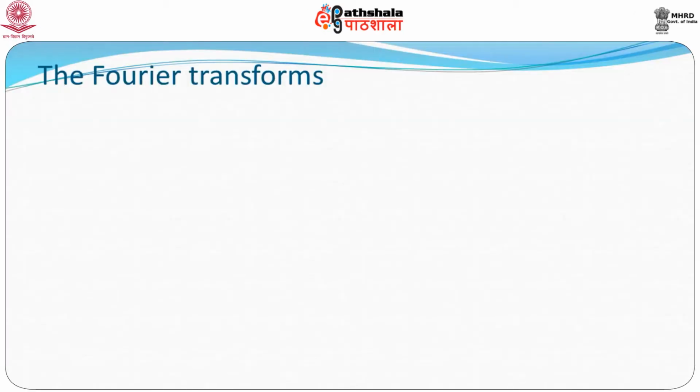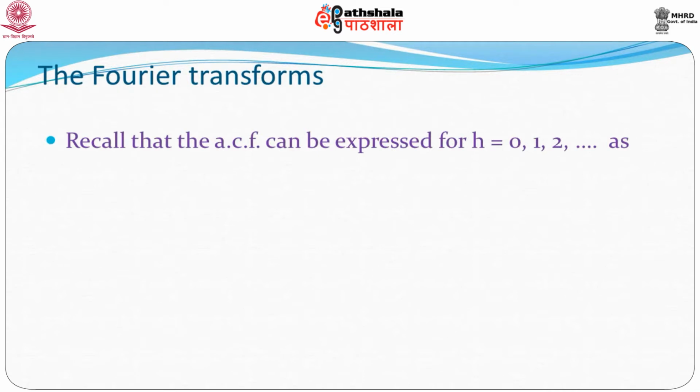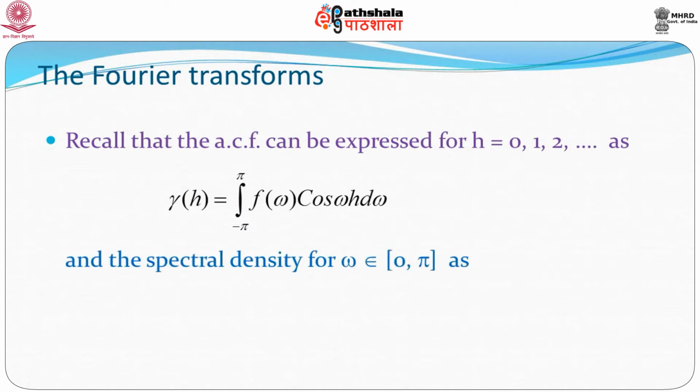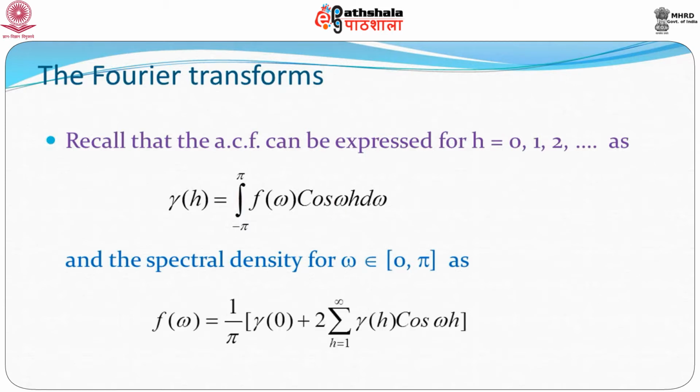To look at the spectral density functions of some of the standard processes, first just recall that the ACVF can be expressed in terms of the spectral density as gamma h is equal to the integral from minus pi to pi of f omega cos omega h d omega, and this we can define for all h equal to 0, 1, 2, etc. And on the other hand, the spectral density for omega belonging to 0 to pi can be written as f omega equal to 1 by pi times gamma naught plus twice the summation h equal to 1 to infinity of gamma h into cos omega h. Notice that we are restricting ourselves to the range 0 to pi.